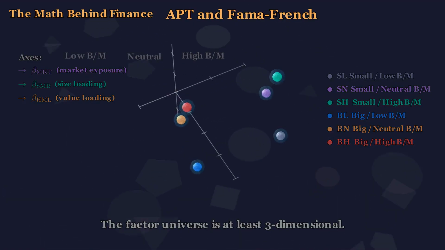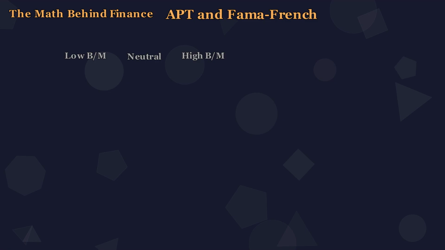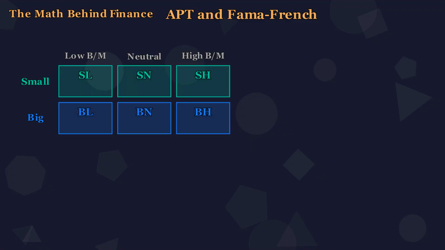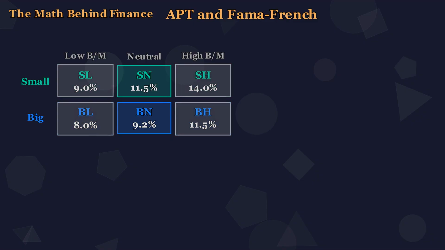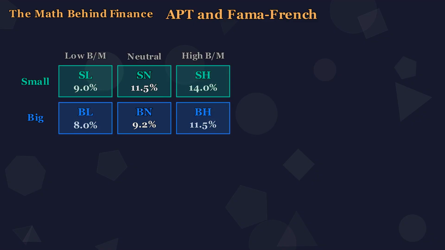Where do these factors come from? They come from the data. Fama and French built them with a recipe, a 2x3 sort. At the end of June every year, take every stock and split it by market capitalization at the NYSE median. Small on one side, big on the other. Then cut each group by book to market. Bottom 30, middle 40, top 30. Six portfolios fall out of the grid.